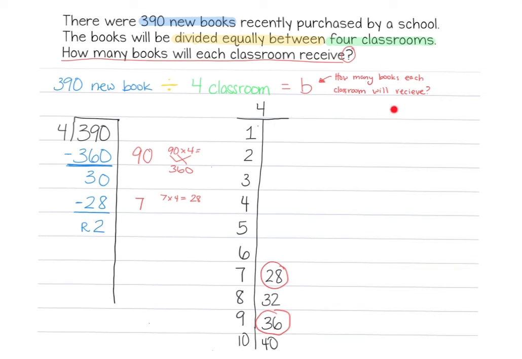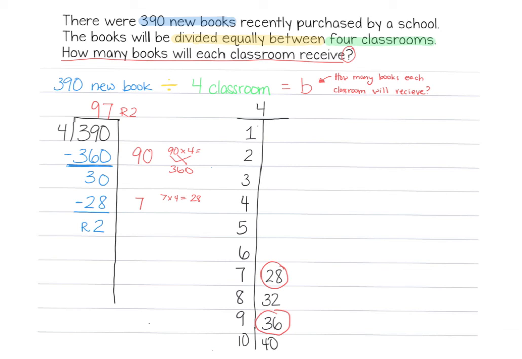So what is our answer? How many books will each classroom receive? Well, we figured that out over here. Each classroom will receive 97. So we're going to write that on top. Each classroom will receive 97. The 9 needs to be in the tens place. And the 7 needs to be in the ones place. Then we need to put our remainder 2 because there are going to be 2 books left over.